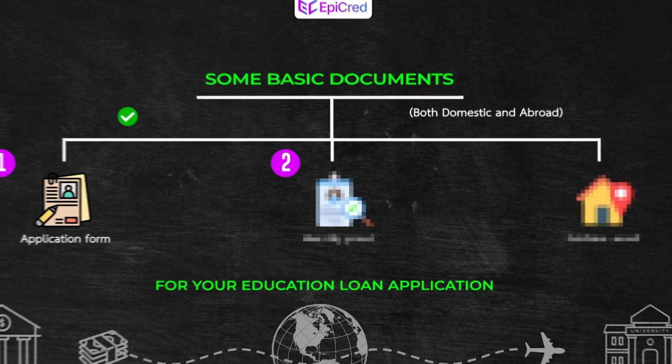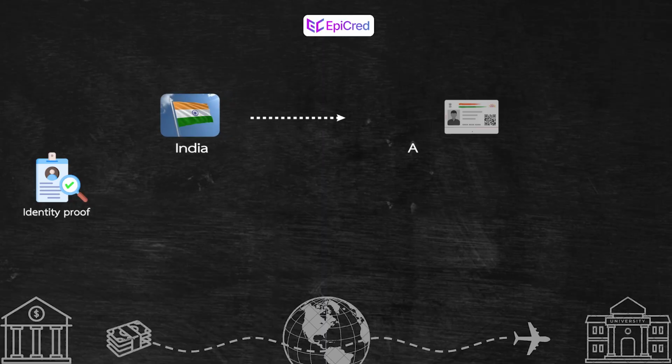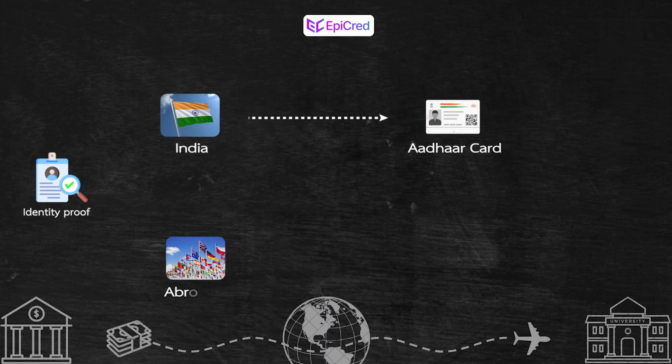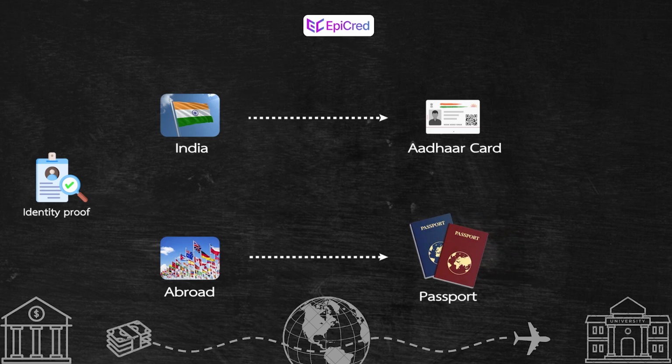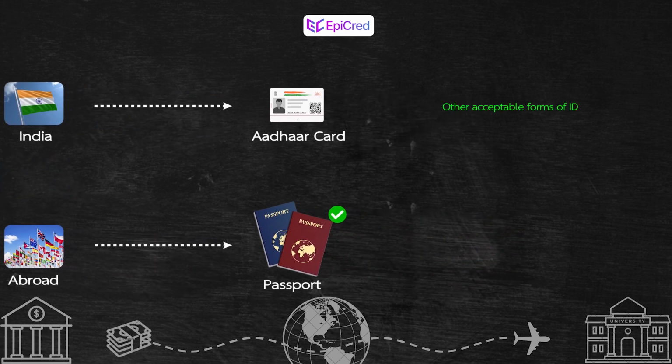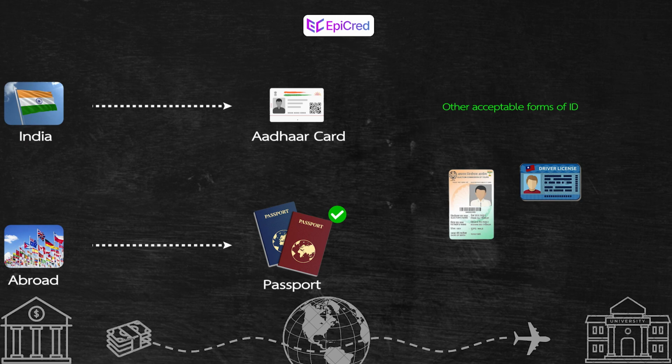You will also need to submit the identity proof. For the Indian students, an Aadhaar card works well. For students applying to study abroad, a passport is also required. Other acceptable forms of ID include your voter ID, your driving license or any other government issued photo ID card.